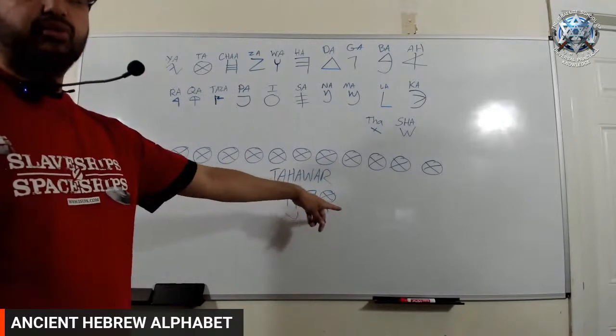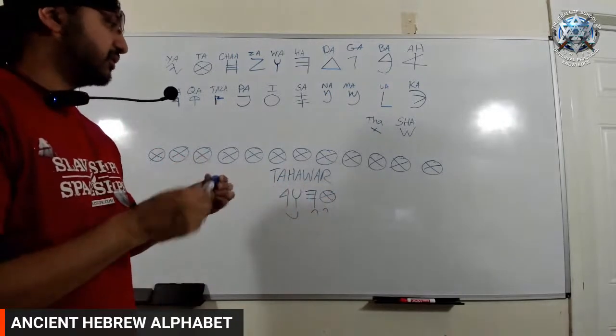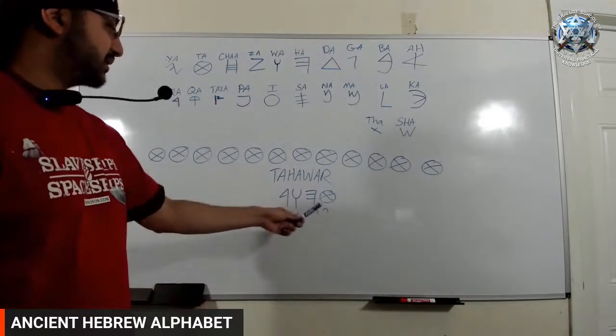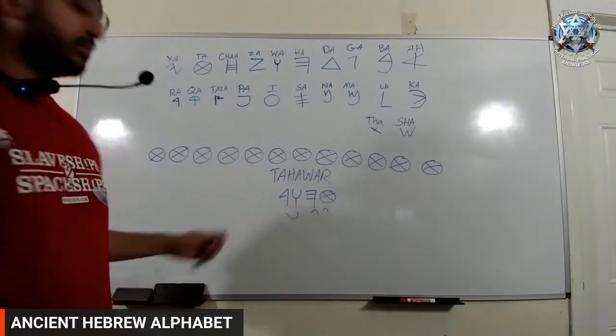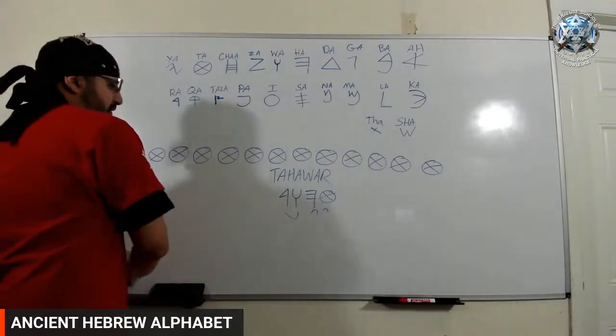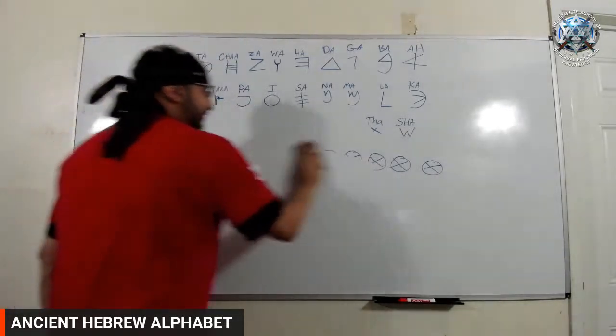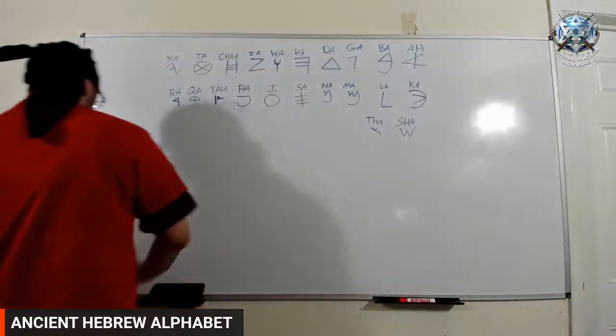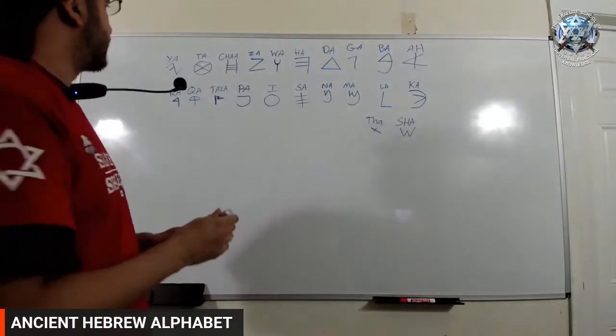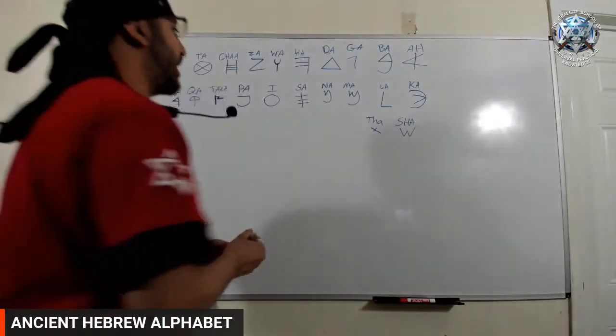This is an example of the letter Ta being used as the first letter in a name. Tahawar. Captain Tahawar, great artist for the Lost Tribes, you understand? And a great captain in the Isupk. Tahawar. Next letter, Ya.